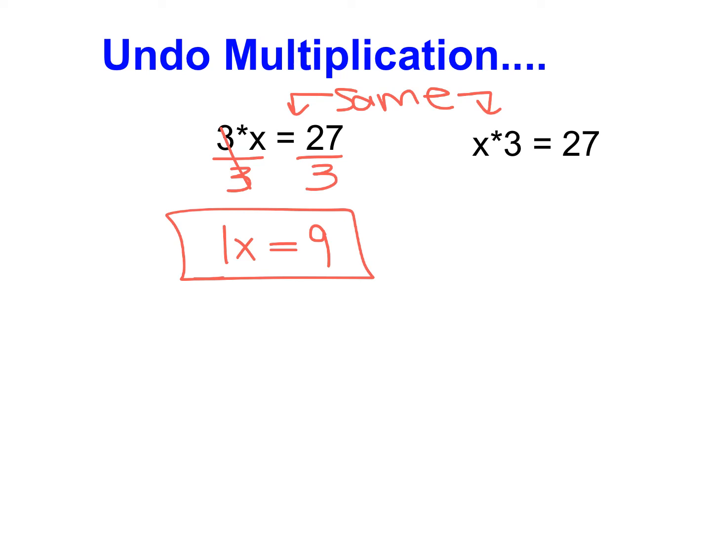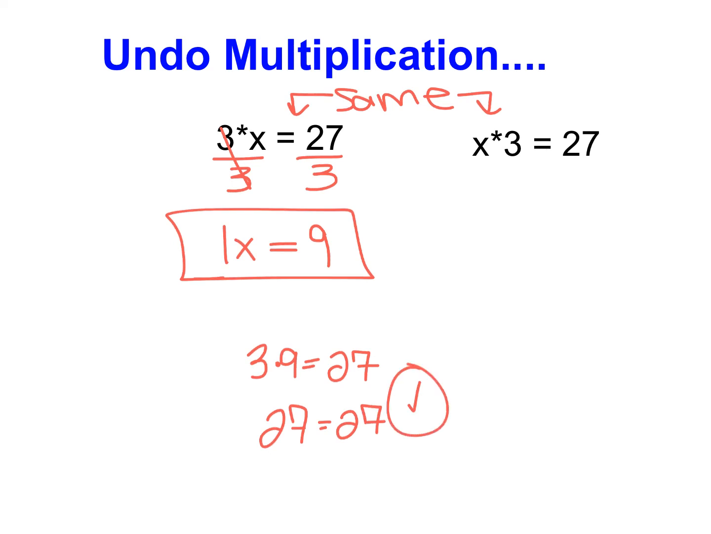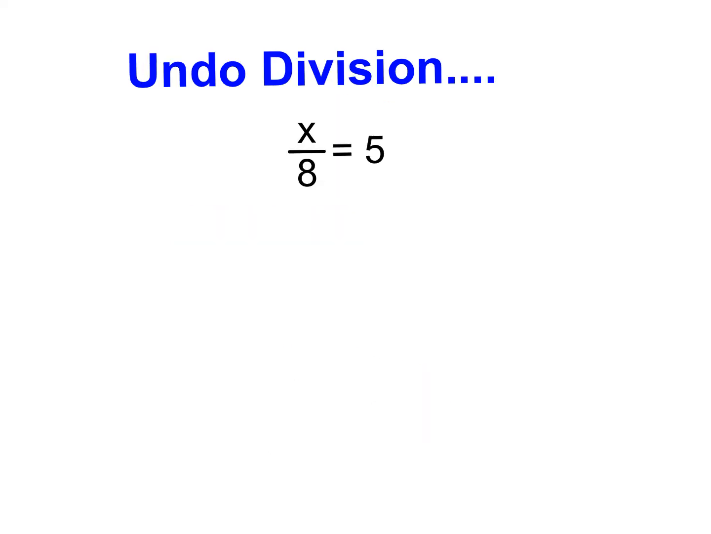And then here we can check our answers. We can do 3 times 9 is equal to 27, which we know in fact to be true. So we can see that x equals 9 is the value for x that makes our equation true.